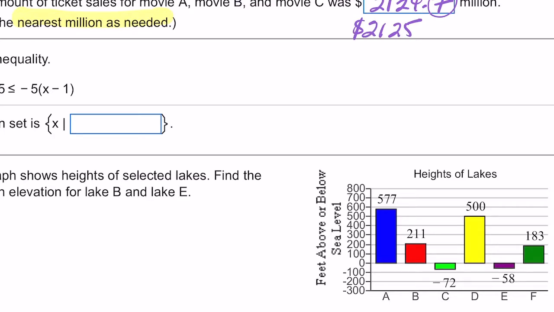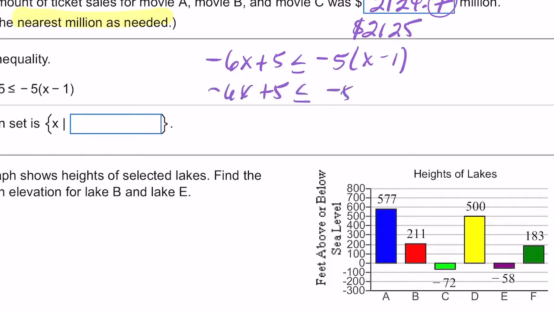In number 34, we need to solve that inequality. Inequalities are solved just like equations. The only difference is there's an inequality symbol. So in this case, there's a less than or equal to. So just pretend that right here there was an equal sign. And to solve, I would need to make sure I distribute over on the right side. So I would get negative 6x plus 5 is less than or equal to negative 5x plus 5. Negative 5 times x, negative 5 times negative 1.